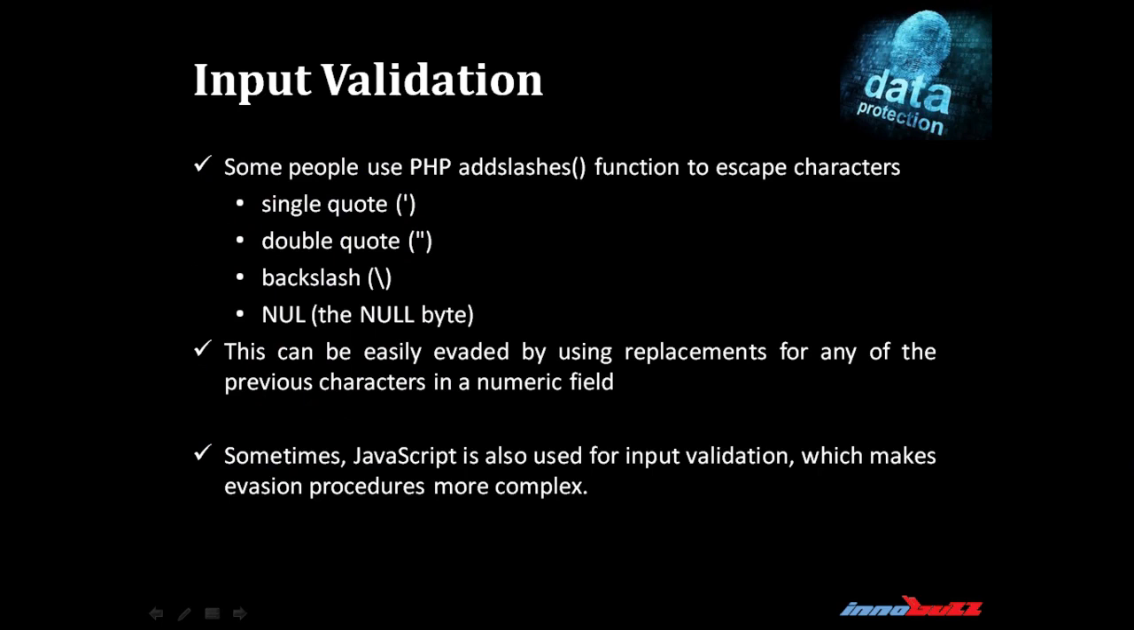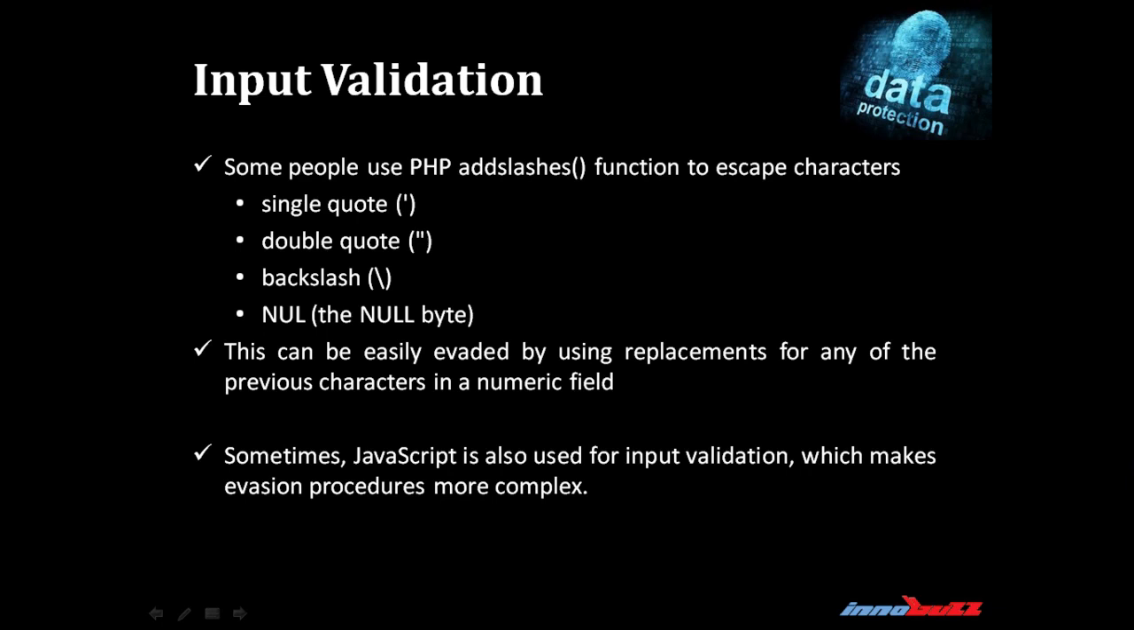Input validation is the most common form of protection employed against SQL injection attacks. One common way to implement input validation in PHP is by using PHP's addslashes function or by turning on magic_quotes_gpc. This will protect against string injection, but may give them a false sense of security since injection in numeric fields is still possible. Some people use PHP's addslashes function to escape characters such as single quote, double quote, backslash, and null. This can be easily evaded by using replacements for any of the previous characters in a numeric field.